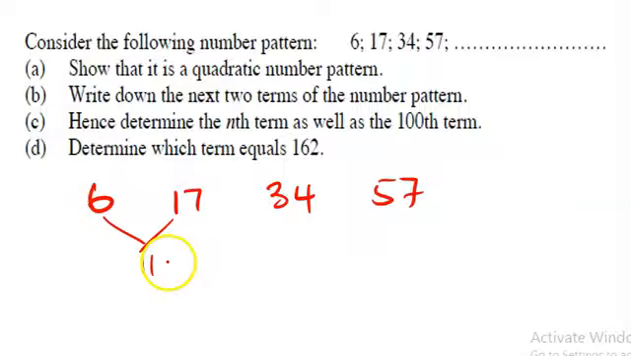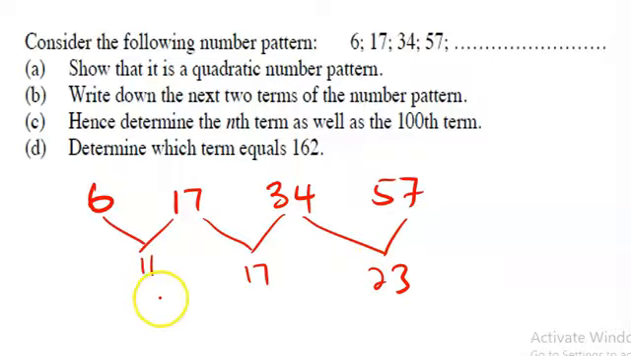Okay, so let's find the first difference. 17 minus 6, that is 11. 34 minus 17, that is 17. 57 minus 34, that is 23. Okay, now let's move on to find the second difference. 17 minus 11, we are getting 6. 23 minus 17, we are getting 6. So for a quadratic number pattern, the second differences are the same.